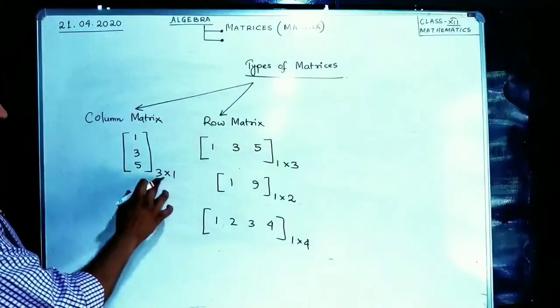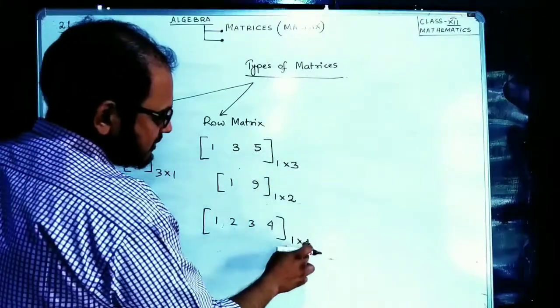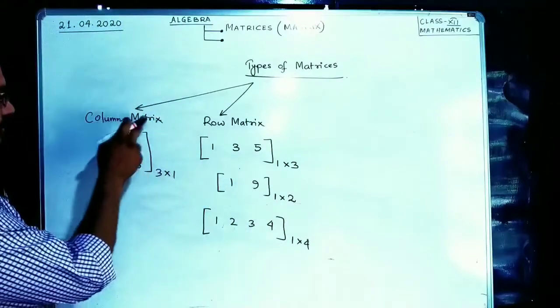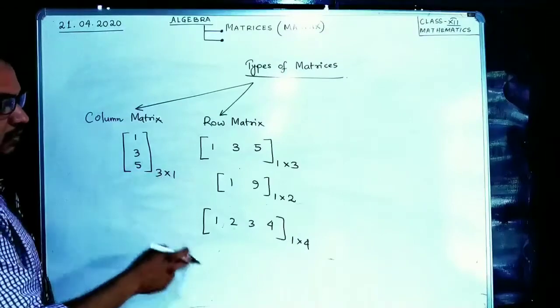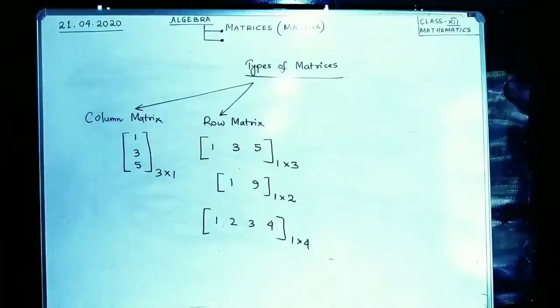Always remember the order. It is always R by C. So here R is always 1. Here it is a column matrix, so its C value will always be equal to 1. Here the R value will always be equal to 1 because it's a row matrix.